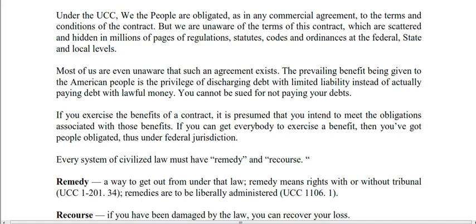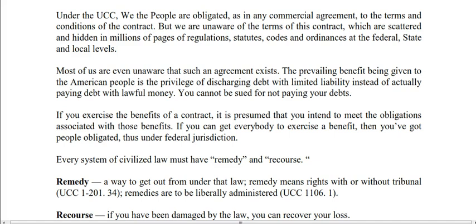The prevailing benefit being given to the American people is the privilege of discharging debt with limited liability instead of actually paying debt with lawful money. You cannot be sued for not paying your debts. If you exercise the benefits of a contract, it is presumed that you intend to meet the obligations associated with those benefits. If you can get everybody to exercise the benefit, then you've got people obligated, thus under federal jurisdiction.